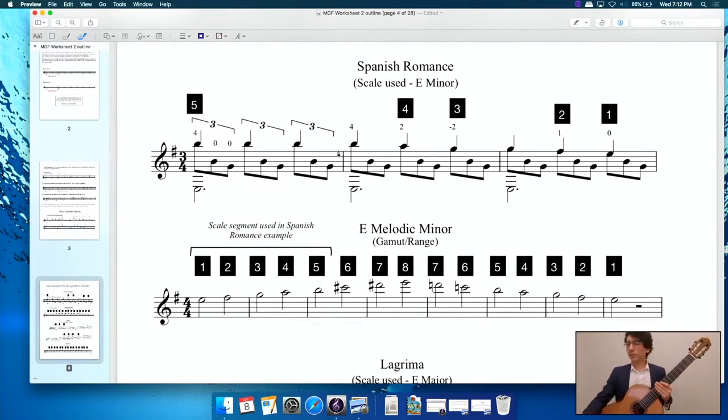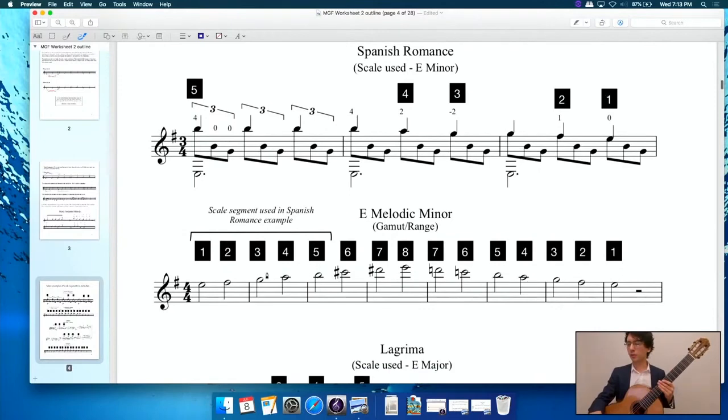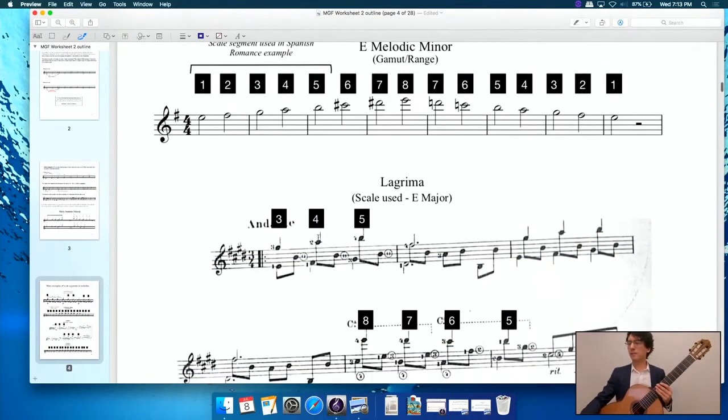Okay, so I've put the scale segments up the top here, 5, going down to 4, 3, 2, 1. So if I play that for you, 5, 4, 3, 2, 1. That melody at the start there is made up of a scale segment, 5, 4, 3, 2, 1. So we could take the scale of E melodic minor. Pretty high register here to match the melody, and those bracketed notes there are what Spanish Romance is using at the beginning, but going down, descending. Okay, so a scale segment in minor.